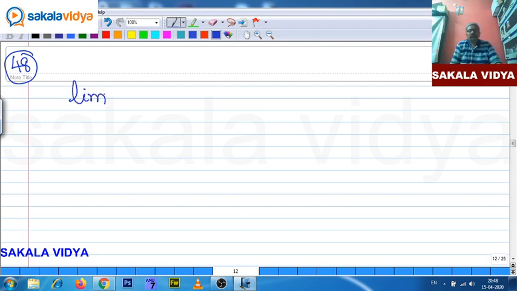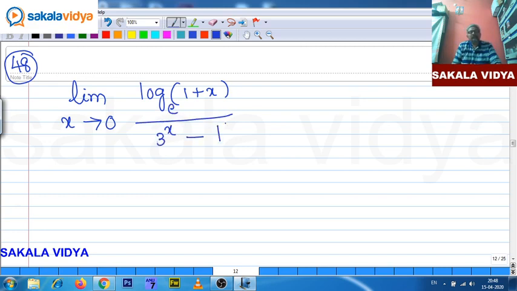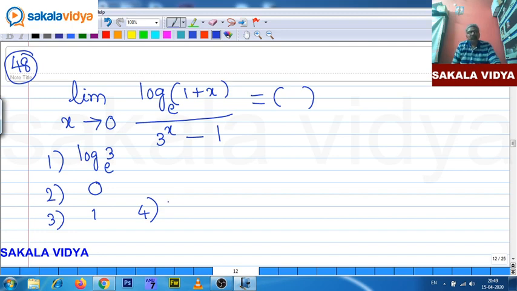Limit x tends to 0, log of (1 plus x) to the base e upon (3 power x minus 1). First option log 3 to the base e, second option 0, third option 1, fourth option log e to the base 3. This is the question.